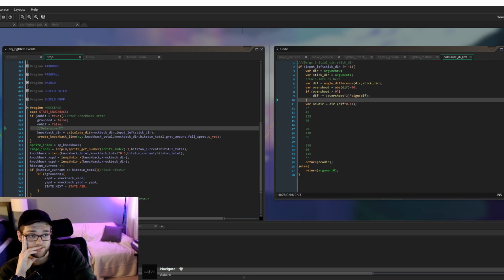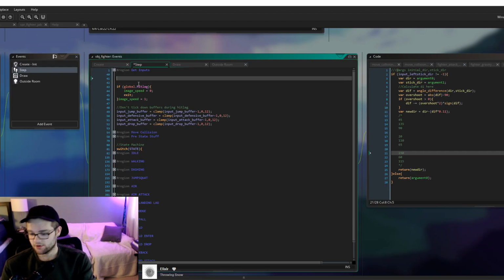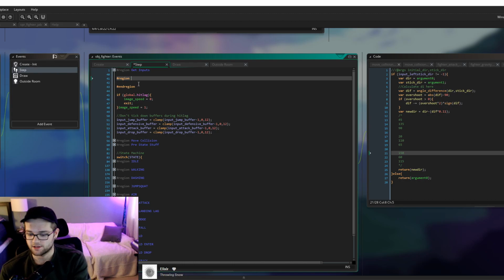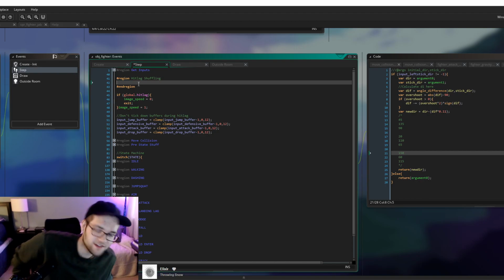SDI? It seems weird. So I'm not applying speed, I'm just moving them. What happens if you SDI into a wall? Do you just not go? Alright, I guess I'm going to create a new region here. We're going to call it SDI. Which I really want to call hit stun shuffling, or hit lag shuffling. Which is what I'm going to call it.